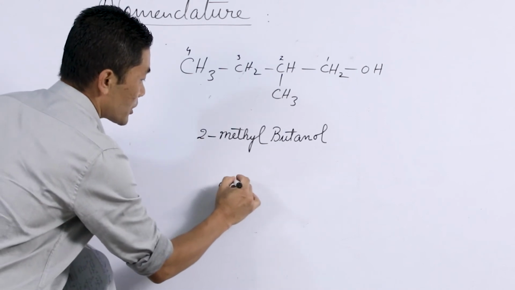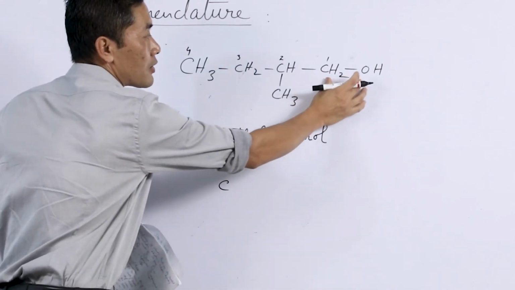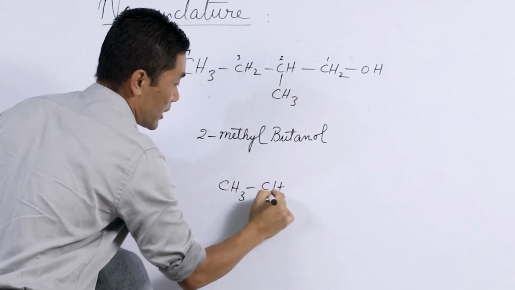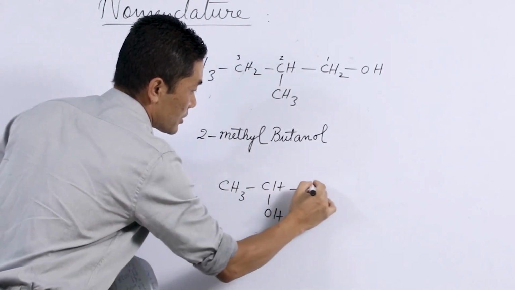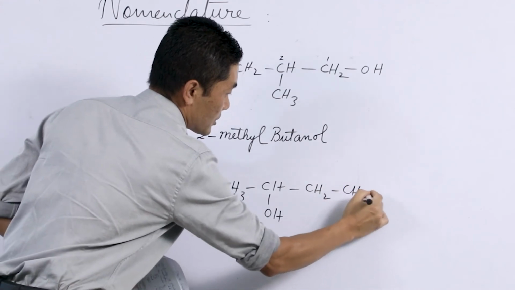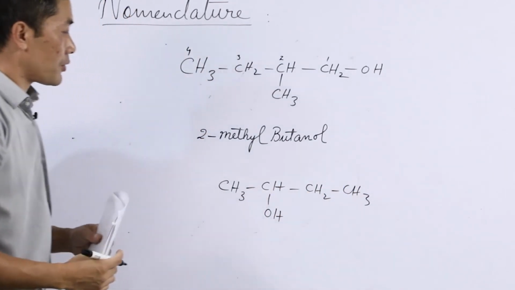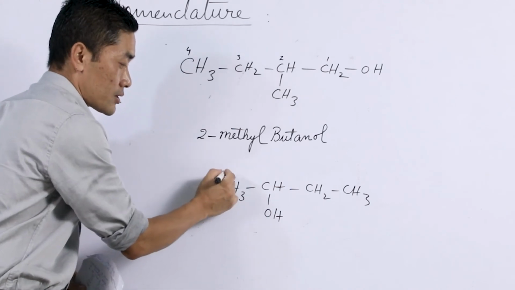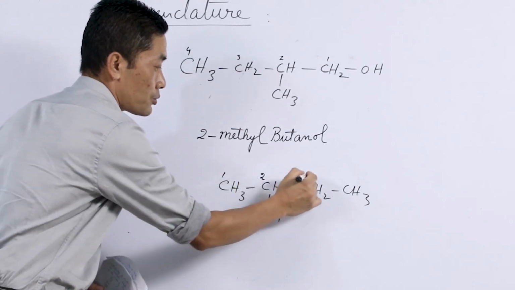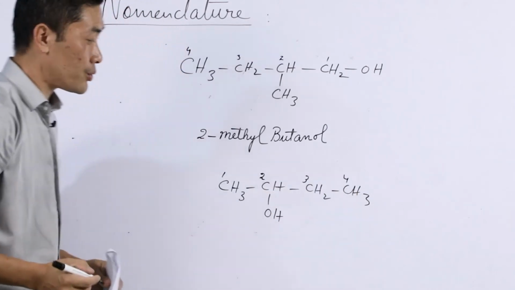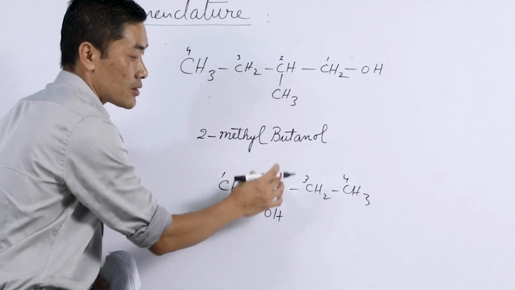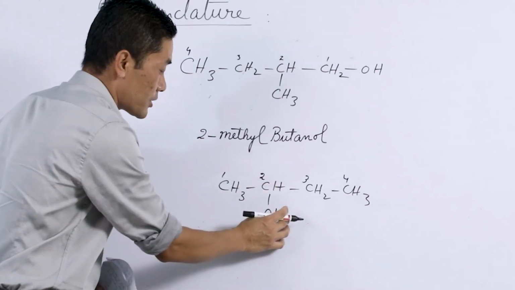Sometimes the OH group may be at other positions other than carbon 1. Suppose CH3, CH, OH, then CH2, CH3. Now, the OH group is nearer to this end, so this is numbered as carbon 1. This will be 2, 3, and 4. But this is not a substituent. This is the functional group, OH.